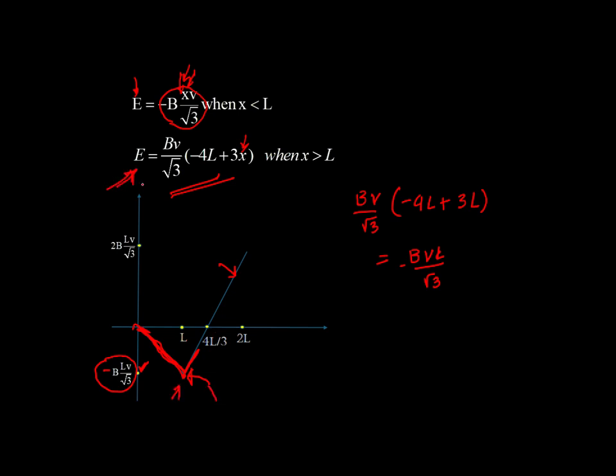This EMF is equal to 0 when this part is 0, and this part is 0 when x is equal to 4L by 3. So at x equal to 4L by 3, this is 0. And at x equal to 2L, this will be equal to this value, 2BLV by root 3. You can verify: put x equal to 2L and solve. So the second part of the graph moves from here to here. Okay, thank you.